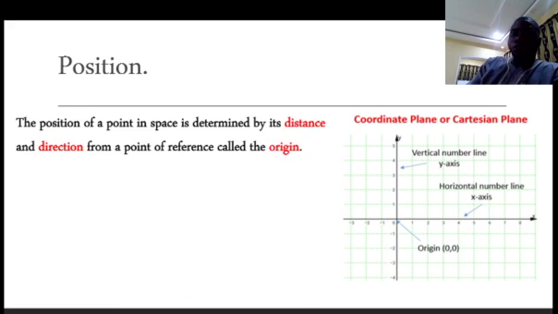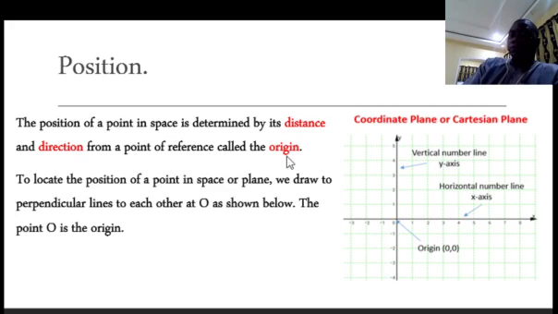The position of a point in a space or on a plane can be determined by two factors, which are the distance and the direction from a given point of reference. The point of reference is obtained by two lines that are perpendicular. These two lines, the vertical line and the horizontal line, meet at a point known as the origin, that is point O, the origin. With these you can locate any position on the Cartesian plane.